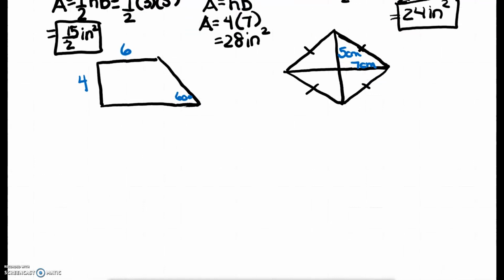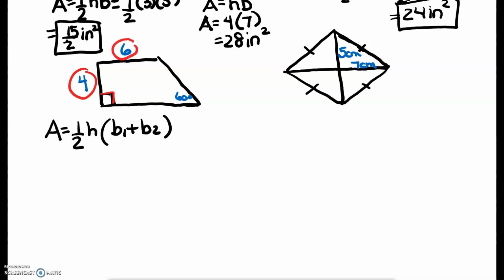Okay, in this case, I need to find a missing side because my area formula is 1/2 times the height times, oops, and I didn't put that in, base 1 plus base 2. So I have a nice right angle here. So I know my height, all right? It is perpendicular to my base. I know one of my bases, but I don't know the other base, so I'm going to need to calculate it. So what I'll do is I'm going to drop down a perpendicular side here and turn this into a rectangle and a triangle, which means this side is 4 and this side is 6.